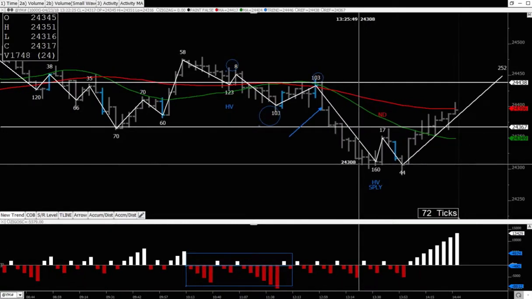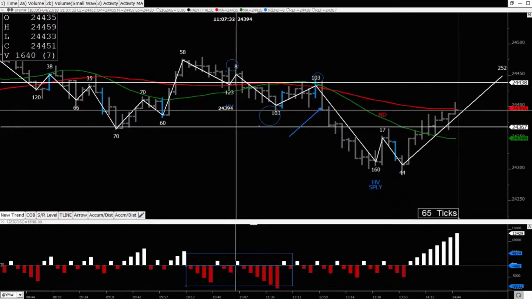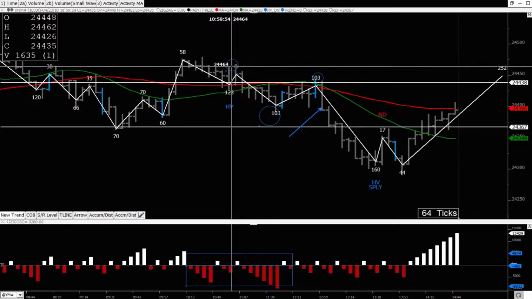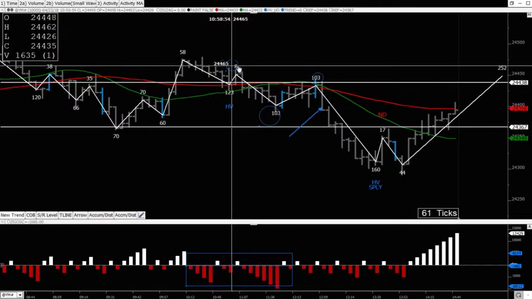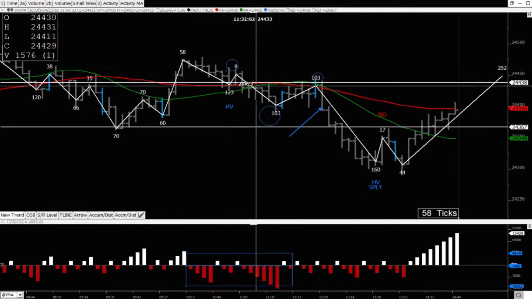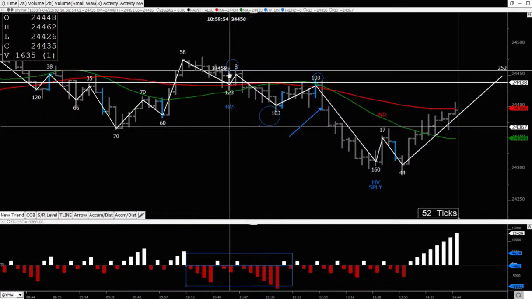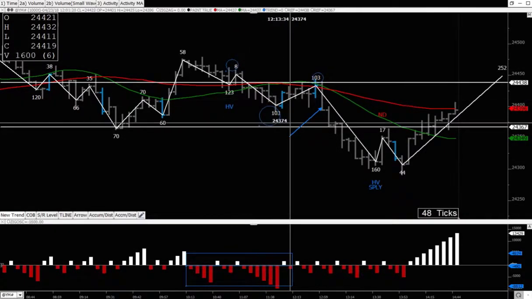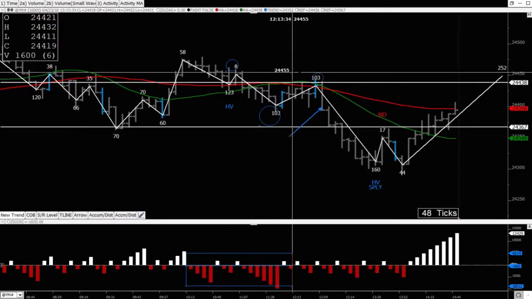But you have to be able to observe heavy volume coming in right here. You have to be able to observe lack of volume, heavy volume again, and you have to be able to see the strength and weakness of demand as well as supply. And this here forecasted this move. This here forecasted this move.